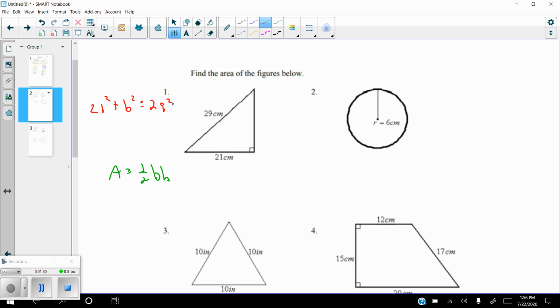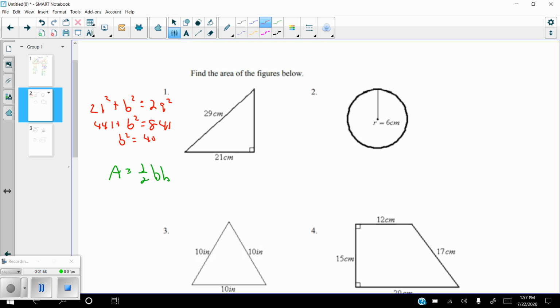These are not values that I typically remember right off the top of my head. I know most of my squares up through 20. I don't remember 21 and 29. So I'm just going to go ahead and plug those two things into a calculator and see what I get. So 29 squared is 841. 21 squared is 441. So we'll subtract 441 on both sides, and we're going to get 400.